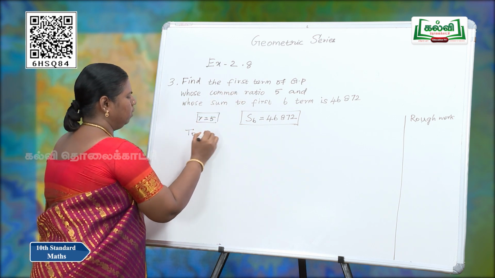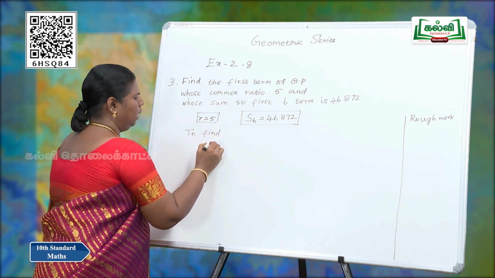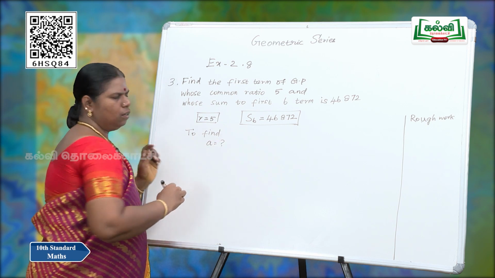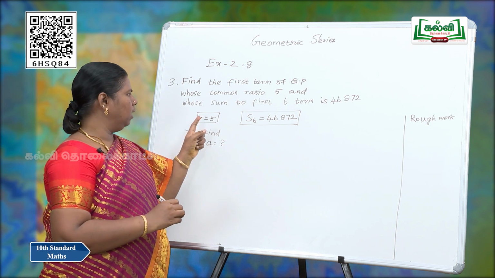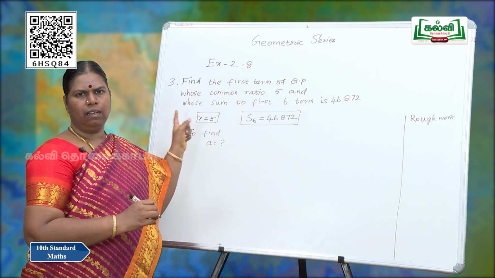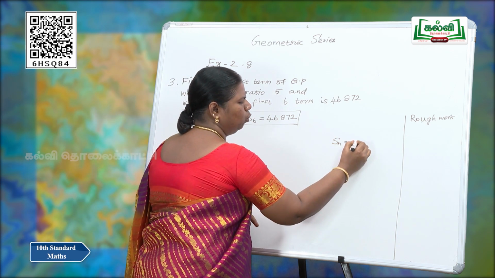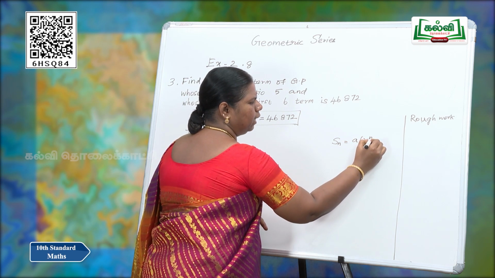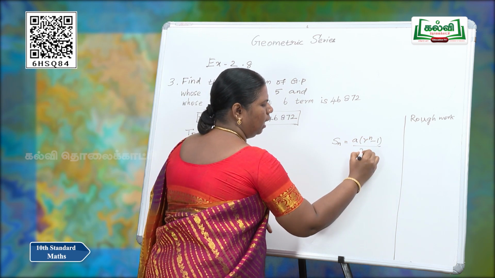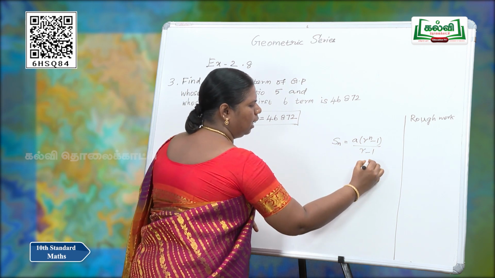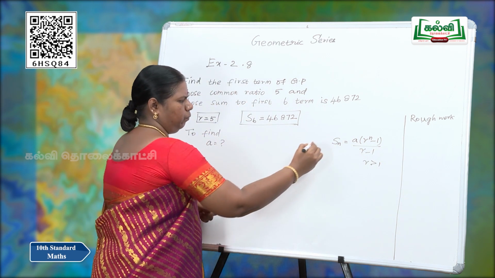What we have to find is the first term. To find A is equal to question mark. For that we have a formula. If R is greater than 1, we have the formula Sn is equal to A into r power n minus 1 by r minus 1, where r is greater than 1.